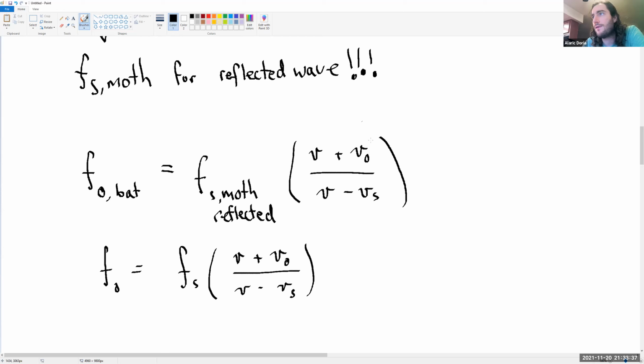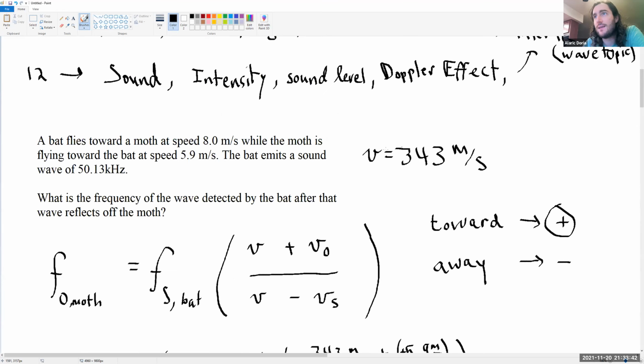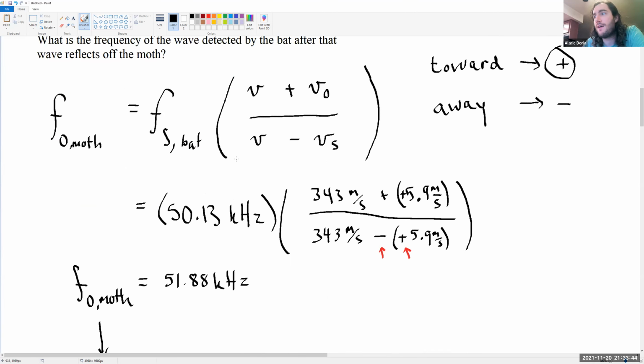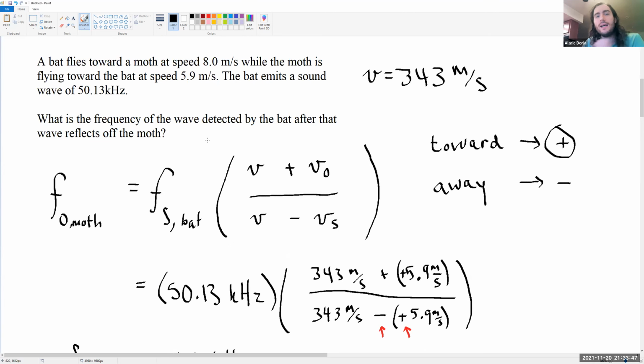And now the speed of the observer, that's the bat. The bat speed is 5.9 meter. Oh, you know what, guys? I did make a mistake on this question. Look, I plugged in 5.9 on accident instead of 8 meters per second here. That should have been the velocity of the source for the bat. So it should have been right here. It should have been 8.0. So let's go ahead and recalculate that before we move to the next part.